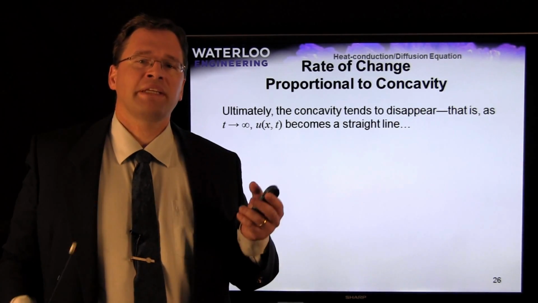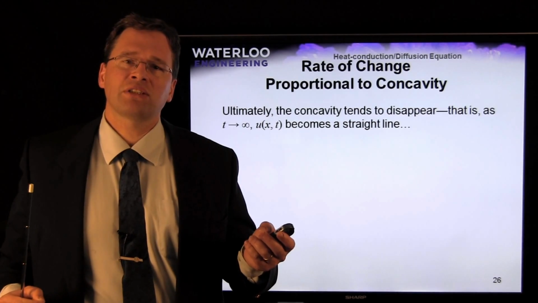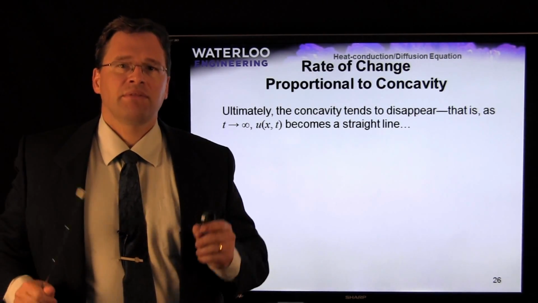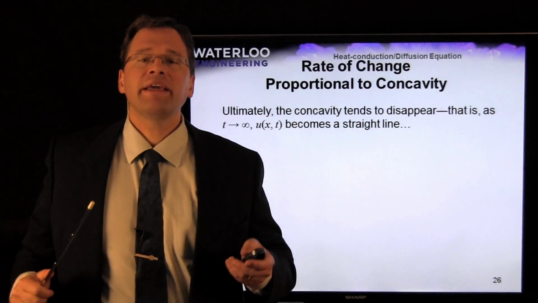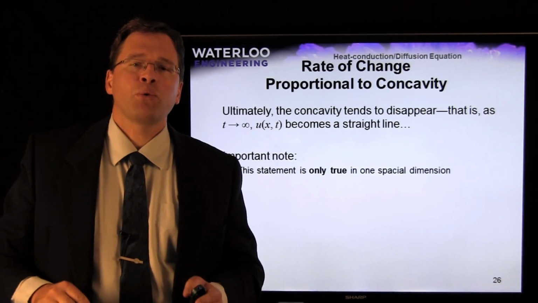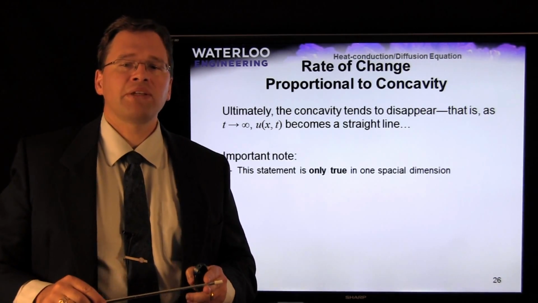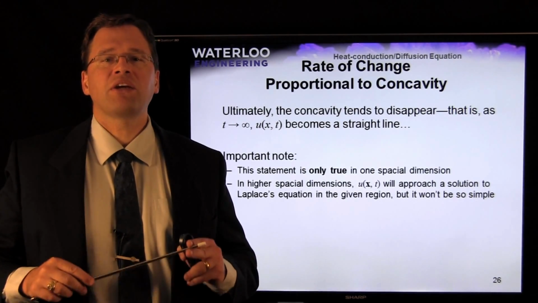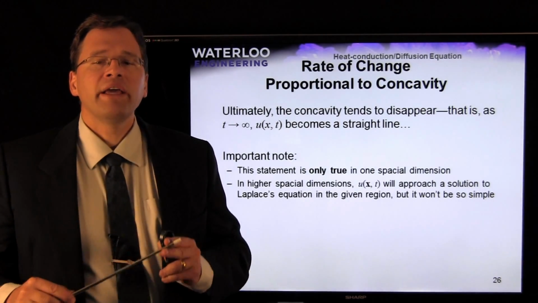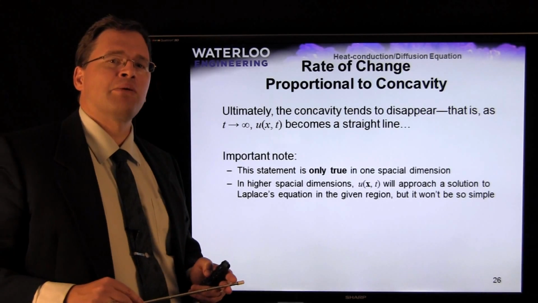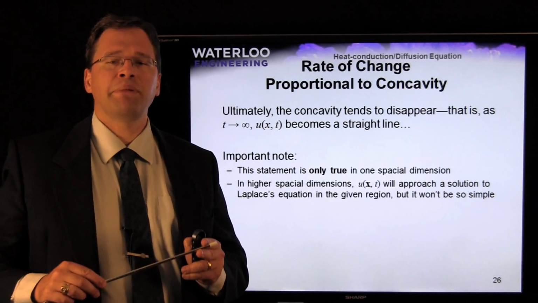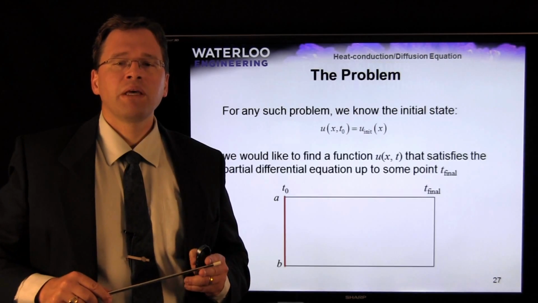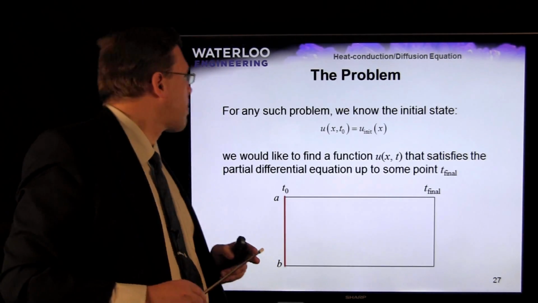Now, you're going to look at some cases where we actually change the boundary conditions over time. However, at least if we're leaving the boundary conditions constant, it approaches a straight line. But this is only going to be true in one spatial dimension. In higher spatial dimensions, instead, again, assuming constant boundary conditions, it's going to approach a solution to Laplace's equation. However, that may not actually be a smooth or a flat surface. But we're going to see that in future labs.